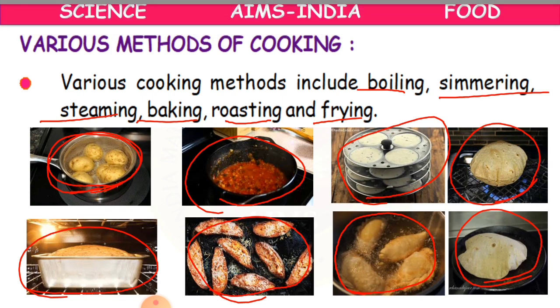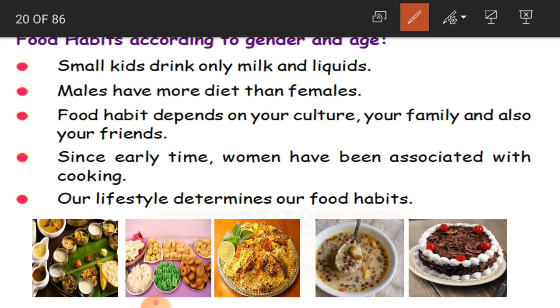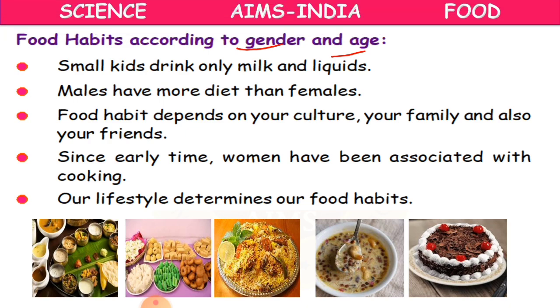Clear, children? Now, food habits according to gender and age. Gender is about woman and man, masculine and feminine. Masculine is nothing but men, feminine is nothing but women. And according to age also. According to age and gender, the food habits are going to change.